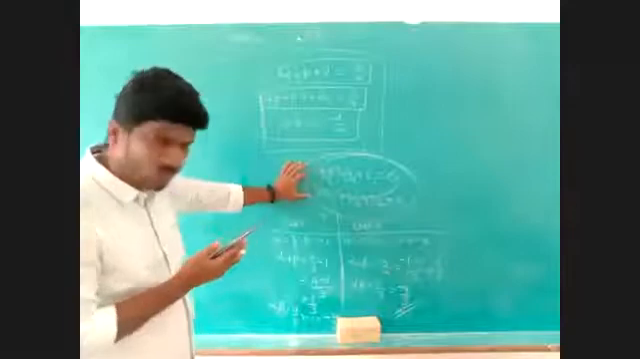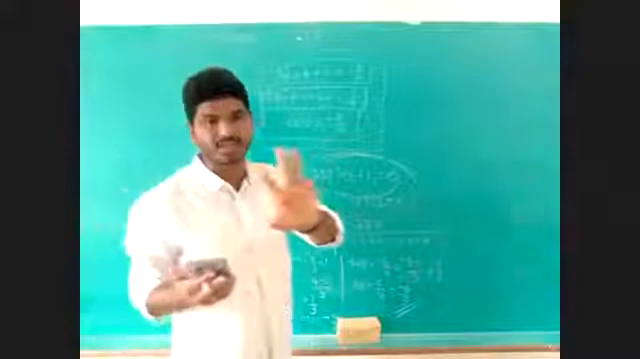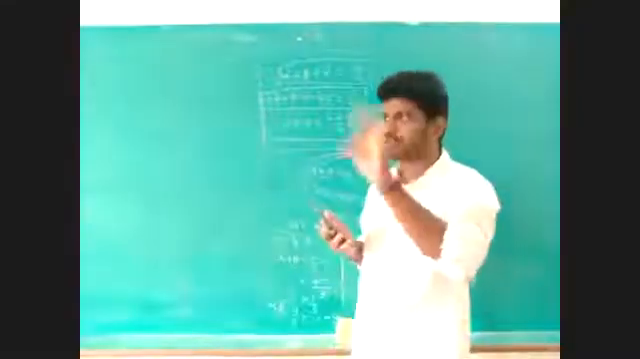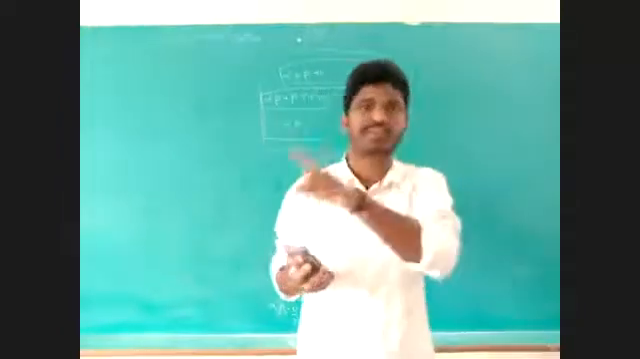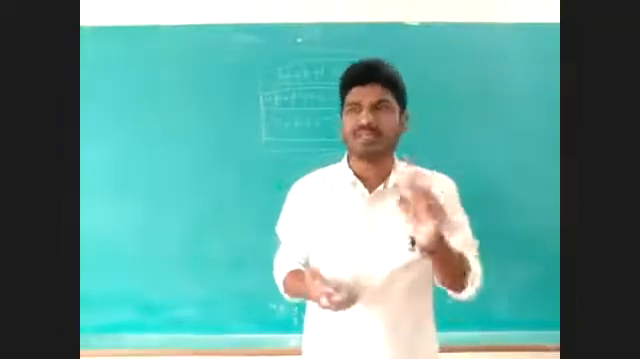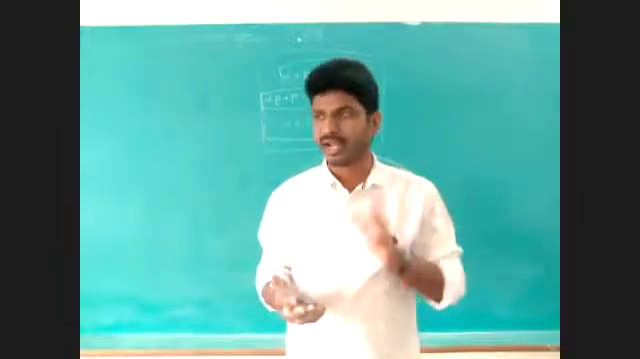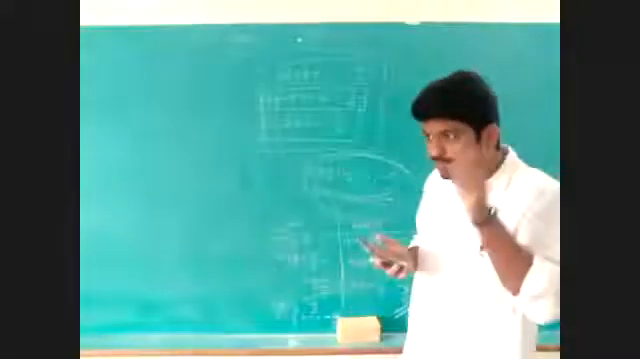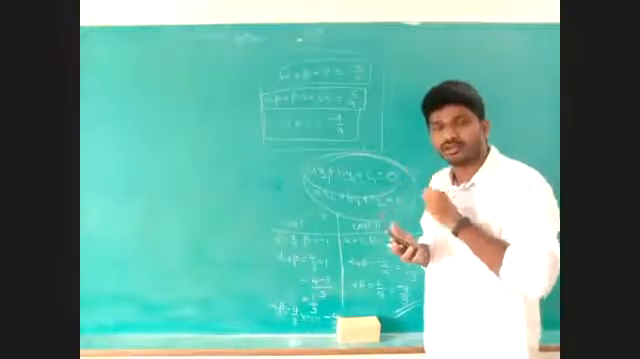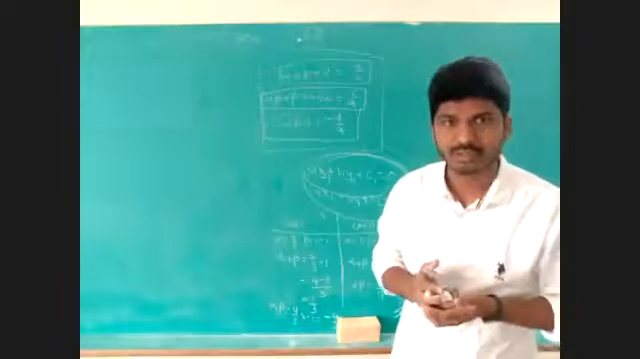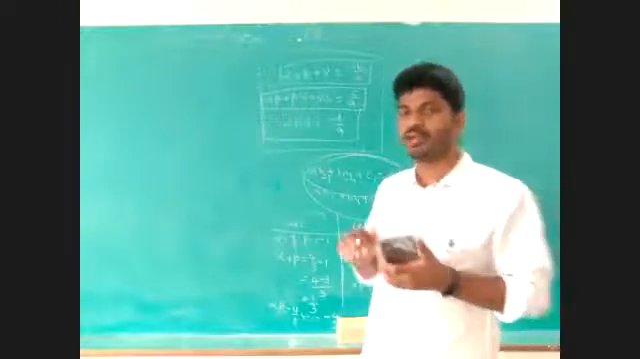In this pair of linear equations, we have three conditions. First, a1 by a2 equal to b1 by b2 equal to c1 by c2. Second condition is a1 by a2 equal to b1 by b2 is not equal to c1 by c2. Third condition is a1 by a2 is not equal to b1 by b2. Is it right? From these three conditions, if a1 by a2 equal to b1 by b2 equal to c1 by c2, then we get coincident lines. We get two lines that are coincident.